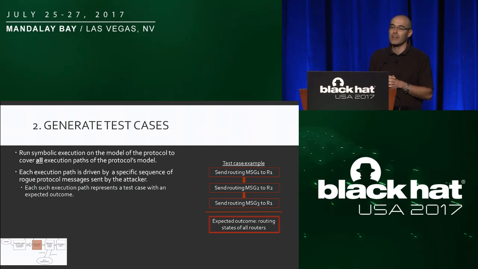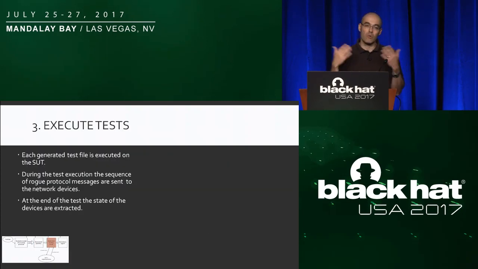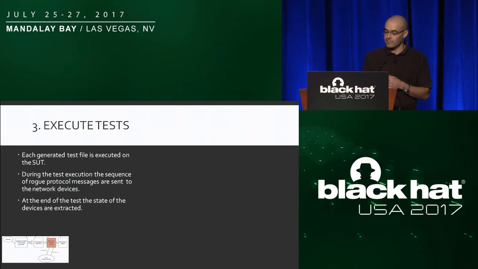For example, here you can see an example of a test case in which the attacker sends a routing message M1 to router 1, and then message 2 to router 2, and then message 3 back again to router 1. And this is the sequence that the attacker sends, and it triggers a certain behavior of the network model, and the expected outcome is the routing states of all the routers in the network model. And this again allows us to generate all the necessary test cases to cover the entire functionality of the network model.